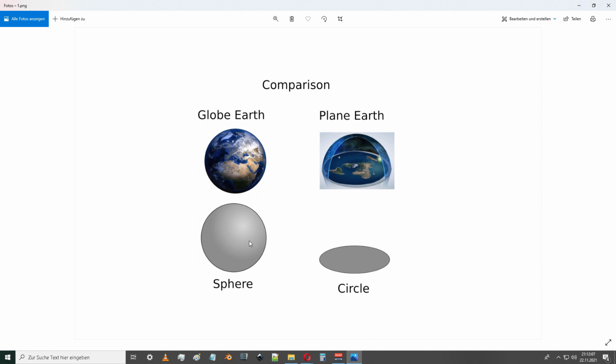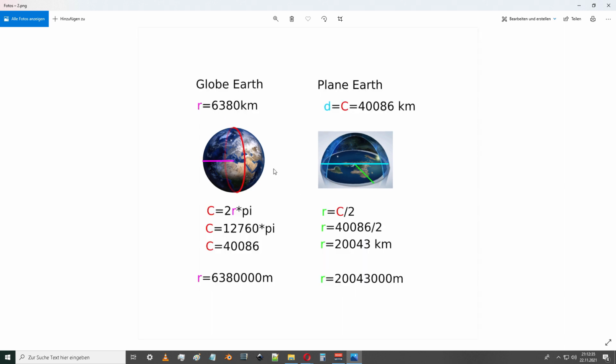Of course, the globe Earth model is a sphere. The plane Earth model is basically a circle, and that's what we do our measurements from. We get the plane Earth measurements from the globe Earth measurements by comparing these two and wrapping the globe Earth up to fit the plane Earth. So how do we do that? We have Antarctica, the south pole of the globe Earth, wrapped around like a ring. The circumference of the globe Earth is the same as the diameter of the plane Earth, because both halves of the rings together, the circumference is the same as the diameter there.